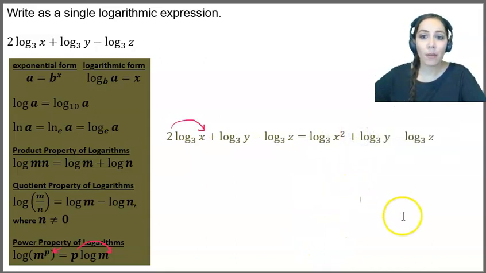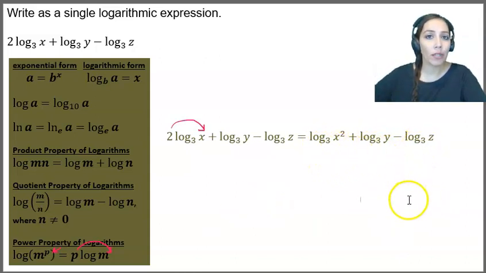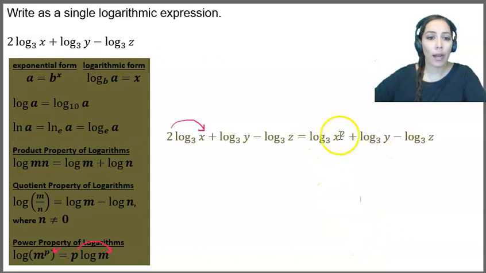Now I didn't change the plus log base 3 of y minus log base 3 of z. Those all stay the same. But now notice everything is in log base 3 form. They're just taking the log base 3 of 3 different things. Now I'm going to go ahead and do my order of operations. I have addition before subtraction, so I'm going to do my addition first. Notice how I have log base 3 of x squared plus log base 3 of y.